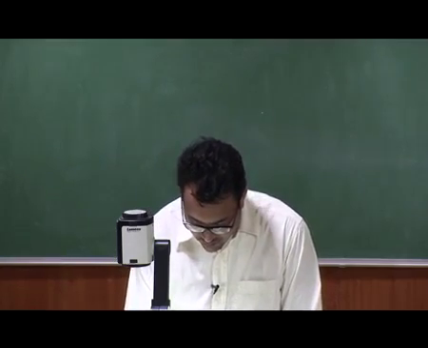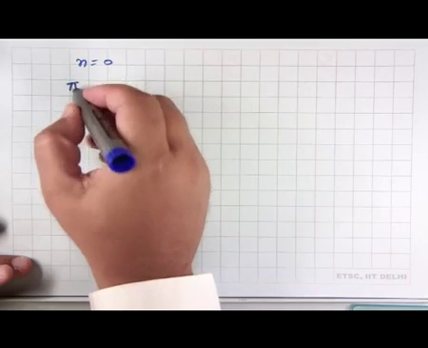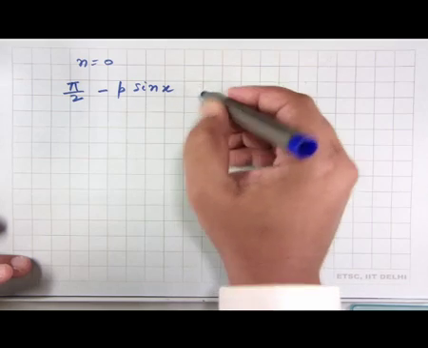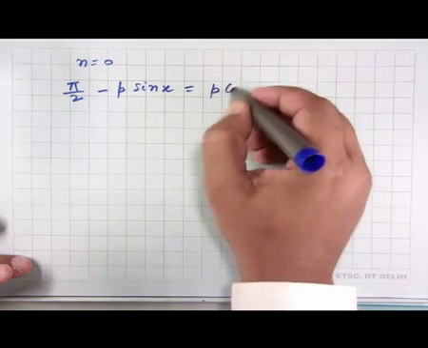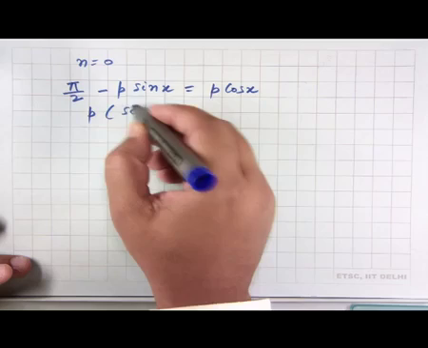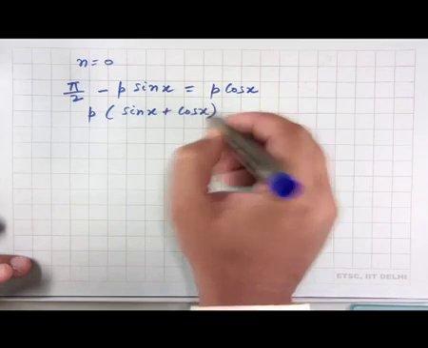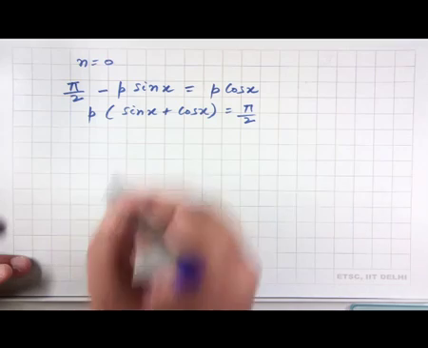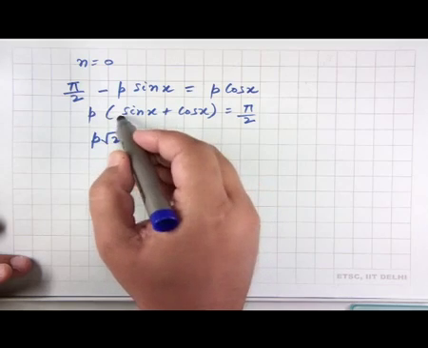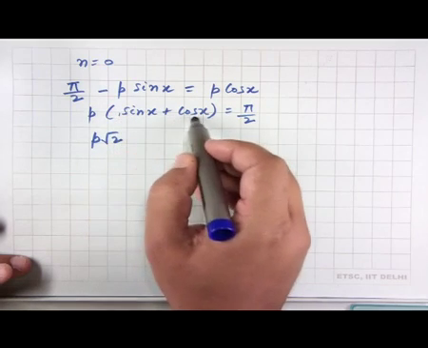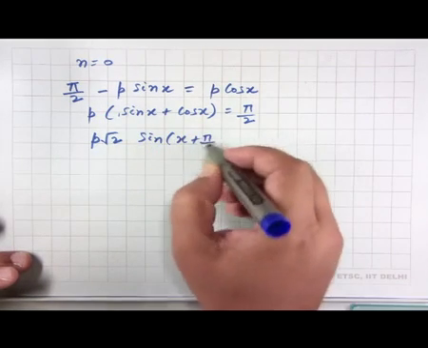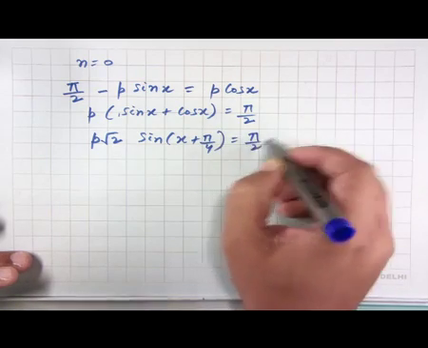So, if we try n equal to 0, for example, then the equation that we get is pi by 2 minus p sin x equals p cos x, which can be written as p into (sin x plus cos x) equals pi over 2. Then the sin x plus cos x can be simplified as p root 2 into, and then we again write it as 1 by root 2 sin x plus 1 by root 2 cos x, which is equal to sin of (x plus pi by 4) is equal to pi over 2.